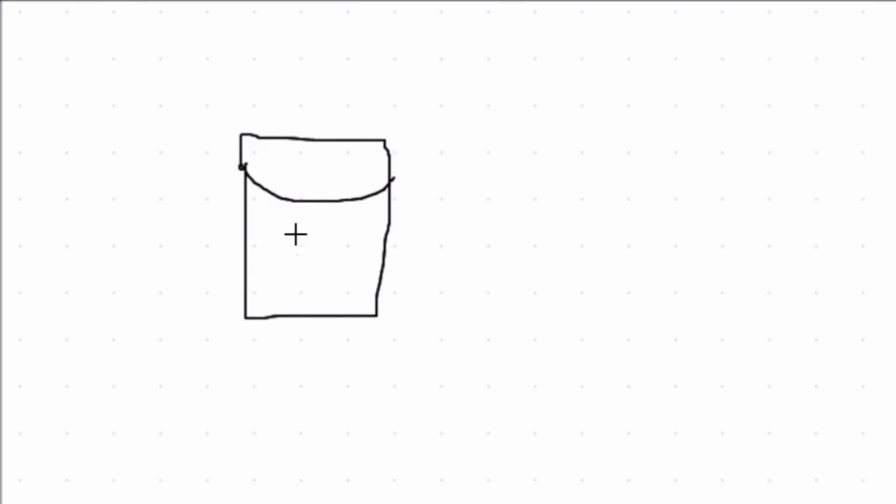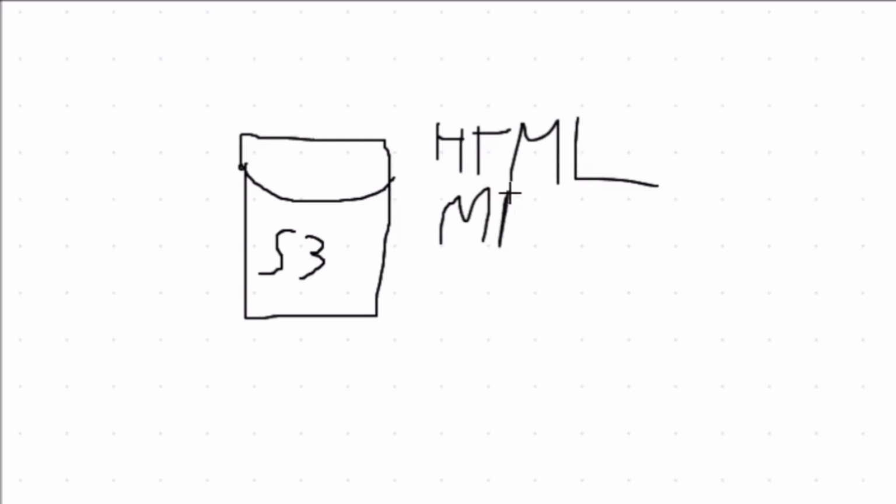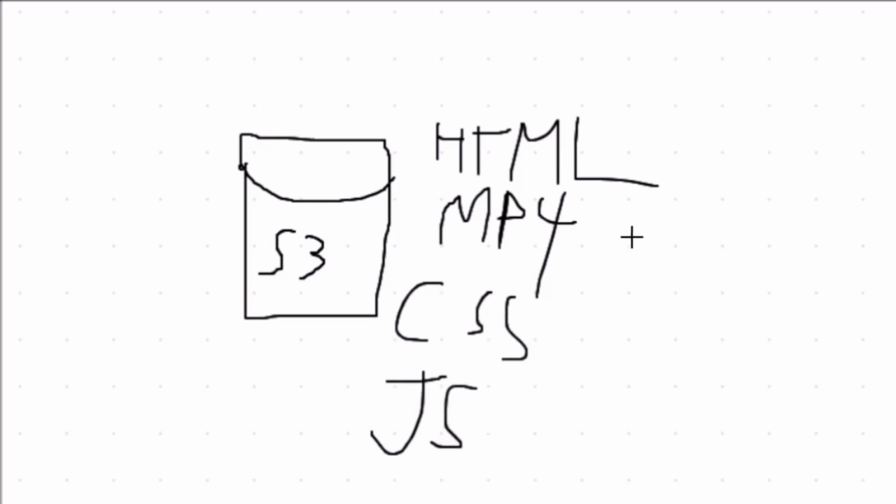S3 is essentially a cloud storage where you can store any type of file. You know, they could be HTML files, MP4 video files, CSS, JavaScript. Really, any type of file can be stored in the S3 bucket. And it gives this public URL or private.